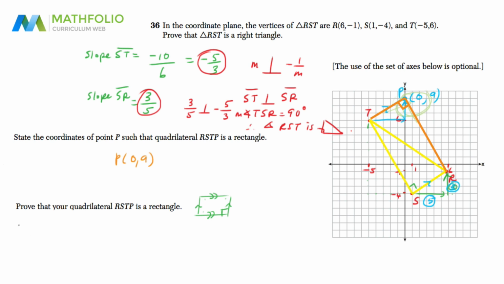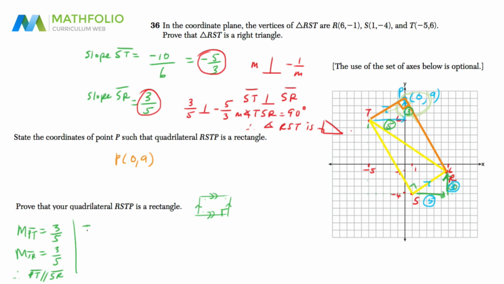So we can say the slope M of PT equals, so our rise here was 3 and our run was 5. So 3 over 5. The slope of SR again is 3 up and it was 5 across. So 3 over 5. So we can say therefore PT is parallel to SR.